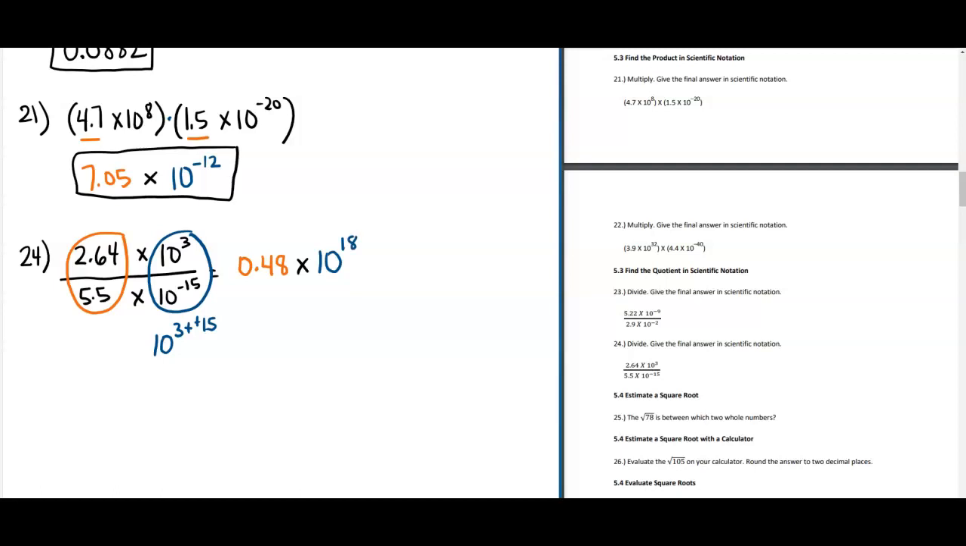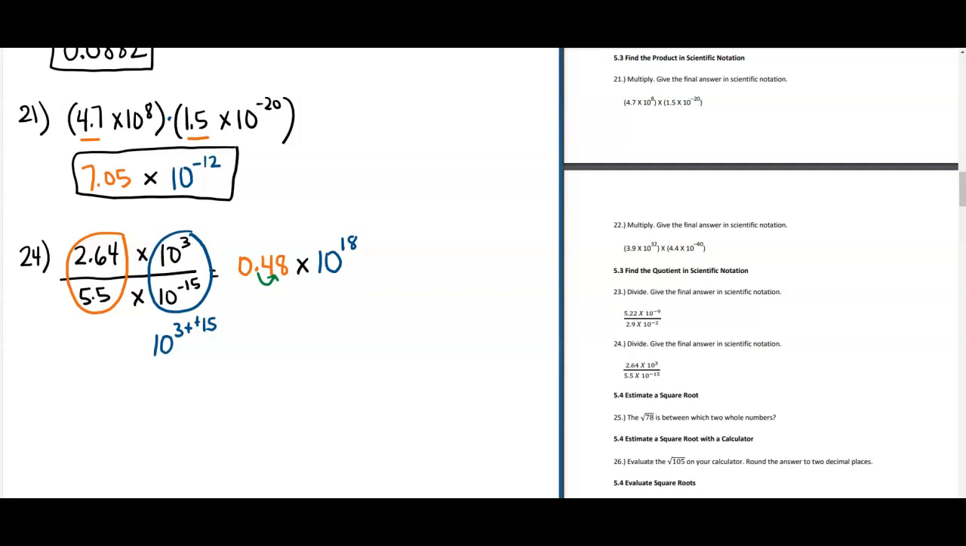But now we need to look at this and say, is this in scientific notation? Is this number that I have here in orange, is that a number between 1 and 10? And it's not. This number is smaller than 1. And so we need to move that decimal point, right? And so we need to move it over one place to the right.